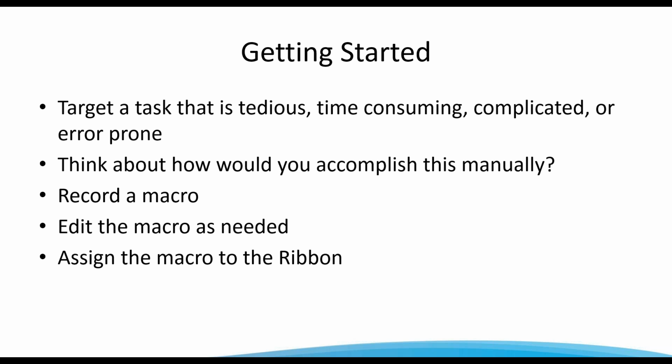Once you have that worked out in your head, the easiest way to get started is generally to record a macro. We'll see how we can turn on the macro recorder, and then we're actually going to go through those manual steps while the macro recorder is running, and then we'll take a look at the code that gets generated as a result of recording that macro. We will then edit and fine-tune that macro as needed to suit our purpose, and then once you have it pretty well worked out and you want to make it easier to run that macro, you can just assign that macro to a button on your ribbon.